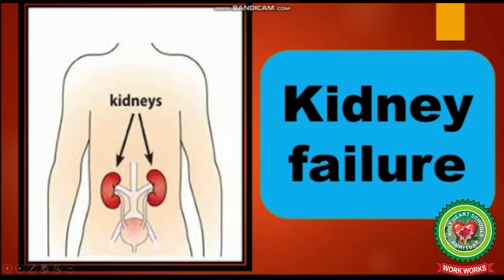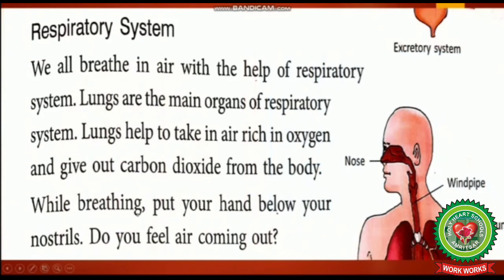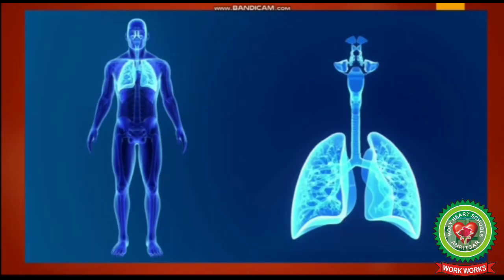Now come along. The next system is the respiratory system. Now let's read. We all breathe in air with the help of the respiratory system. Lungs are the main organs of the respiratory system. Lungs help to take in air rich in oxygen and give out carbon dioxide from the body.